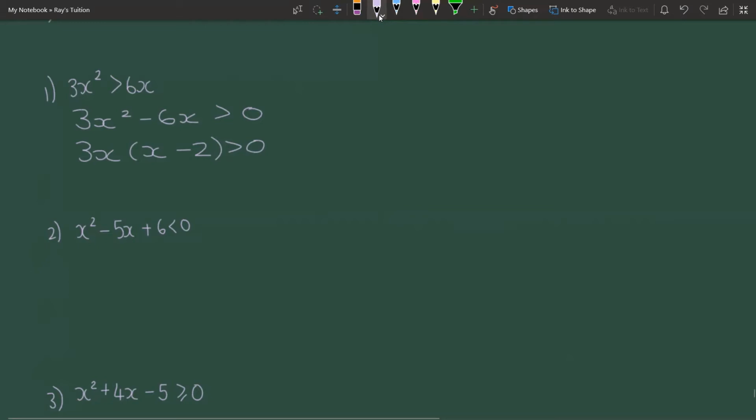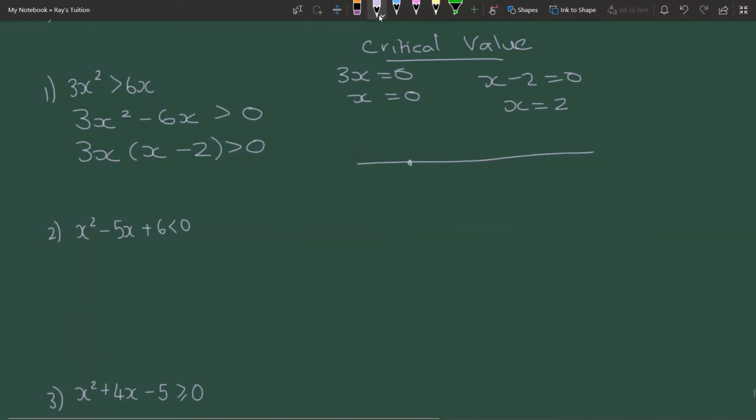So the one critical value is when 3x is equal to 0. So we get x is equal to 0, and so this is a critical value. And the other one is when x minus 2 is equal to 0, so when x is equal to 2. The next step is to draw a positive parabola through your critical values. So we have 0 and 2, and I'm going to draw a positive parabola through it.